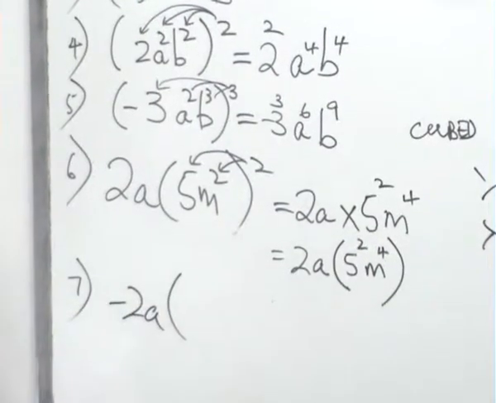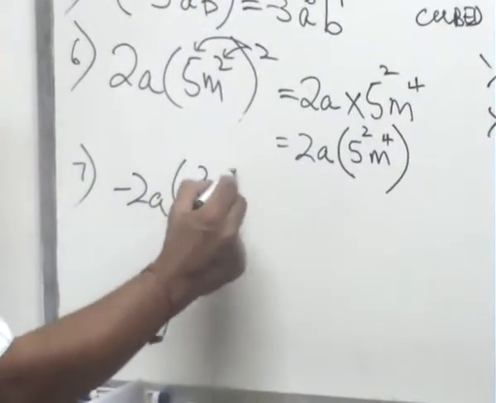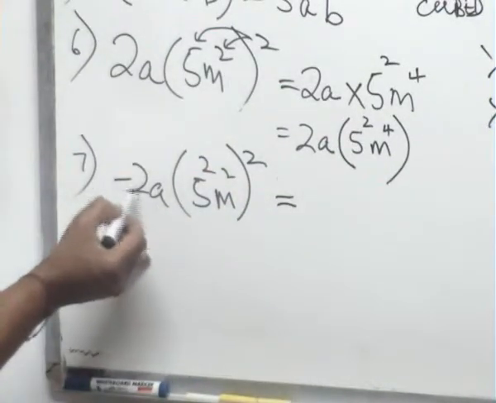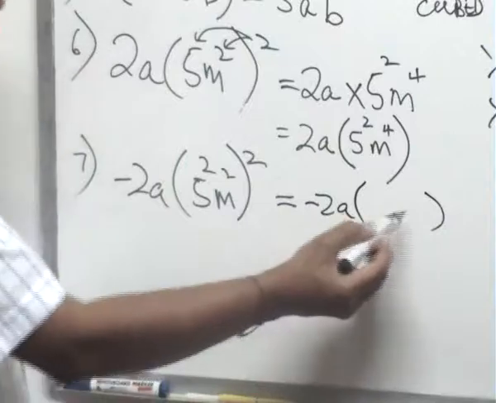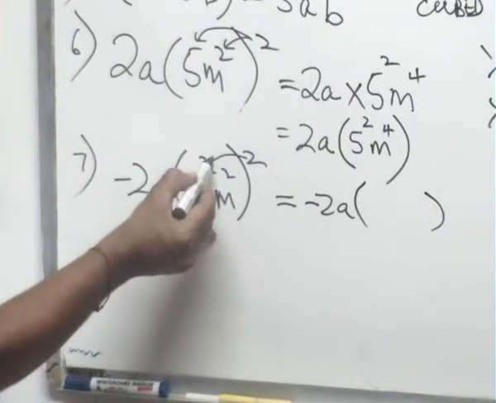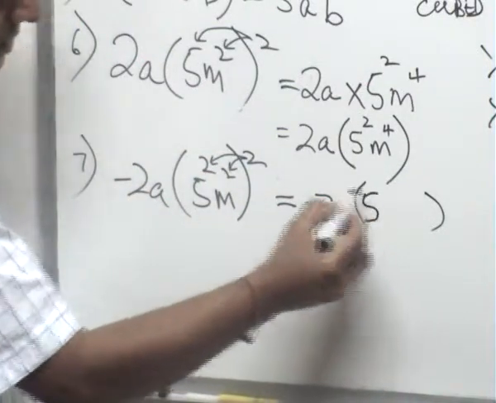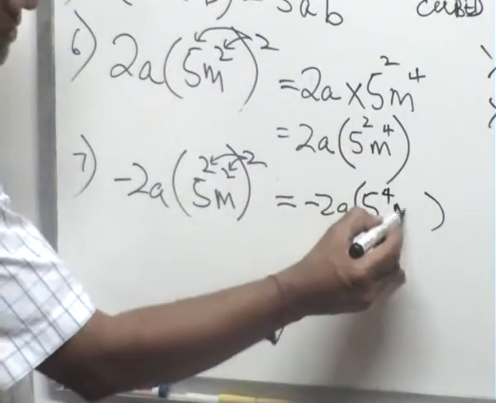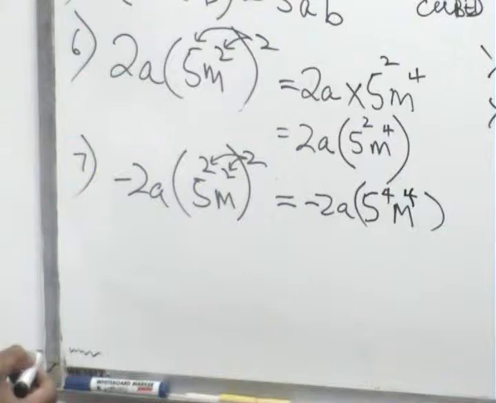Minus 2a, open bracket, 5 squared m squared, close bracket to the index 2. Once again, you can see this is not affected by that power 2. So, you just write that there. And then I'll write the rest of the answer inside the bracket there. Now, that 2 goes onto this factor, and it goes onto that. So, it will be 5, 2 times 2, 4, m, write down m, 2 times 2, 4. Alright, for the rest of the answers, I'm going to move on to that side of the board.